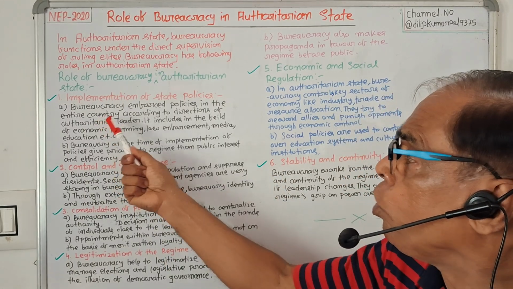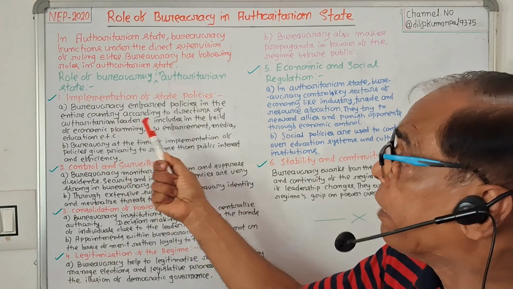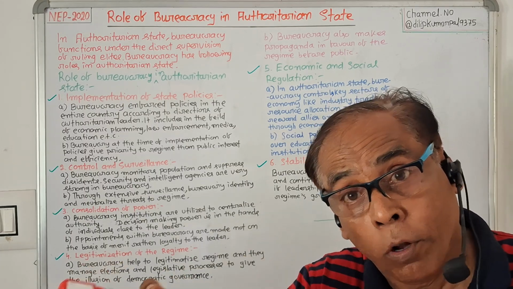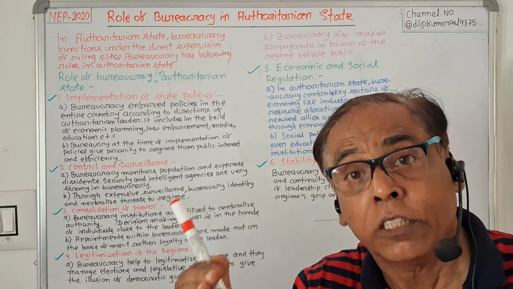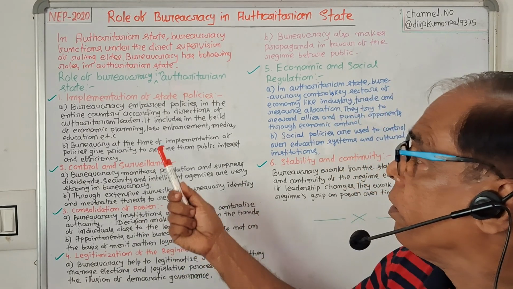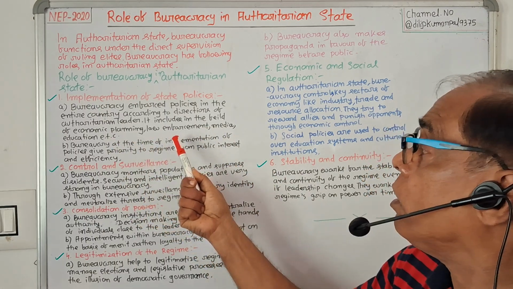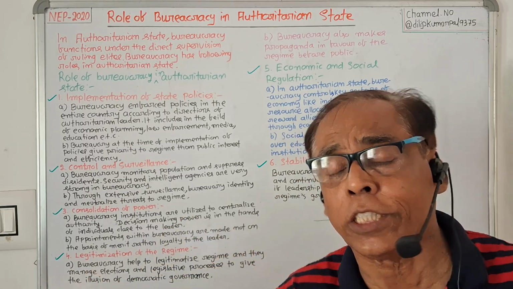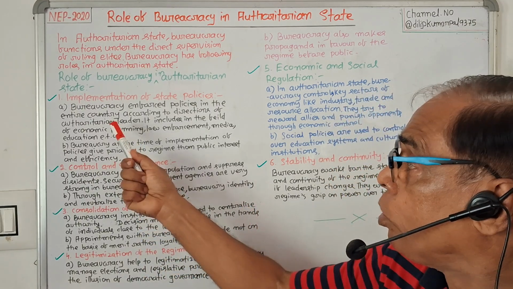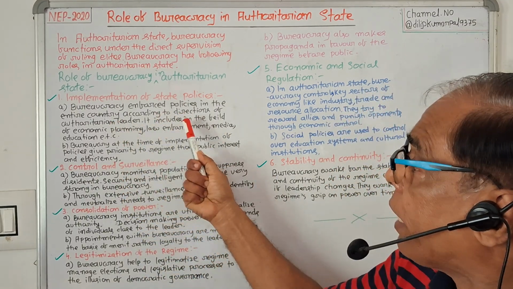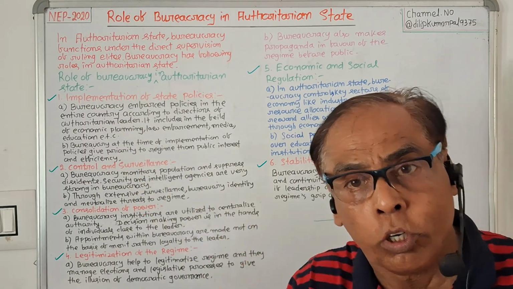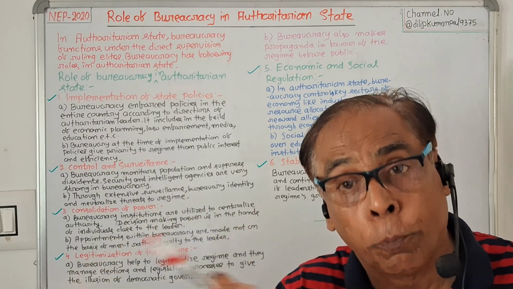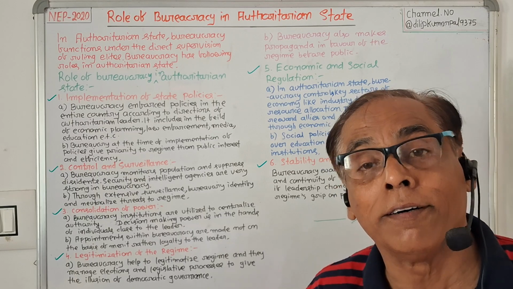Number 1, bureaucracy enforces policies in the entire country according to directions of the authoritarian leader. In authoritarian state, bureaucracy enforces policies of the state under the direct supervision of the ruling elite or authoritarian leader. It includes the fields of economic planning, law enforcement, media and education.